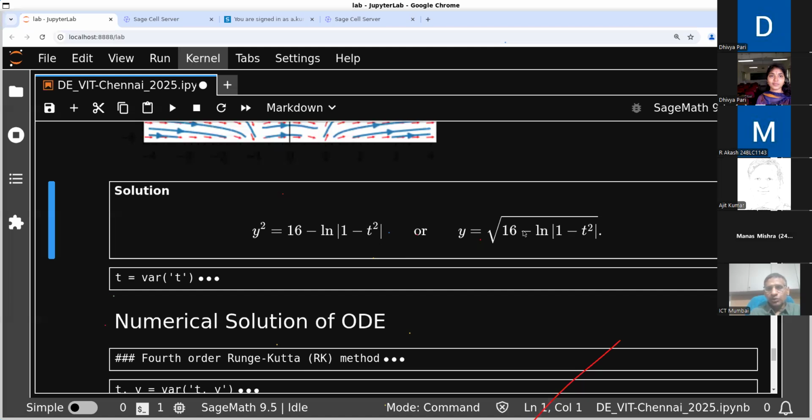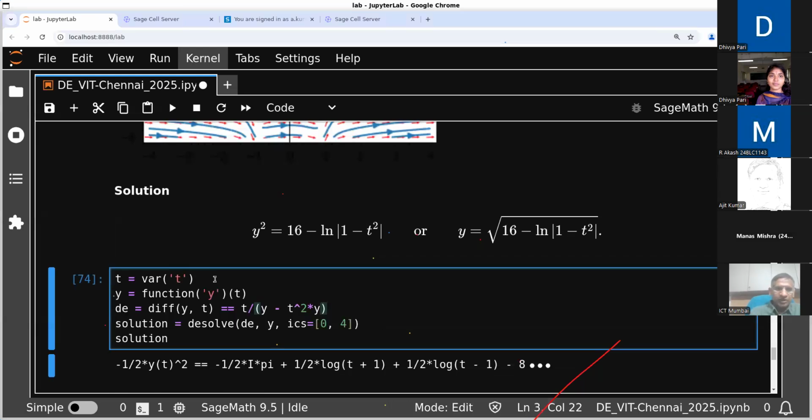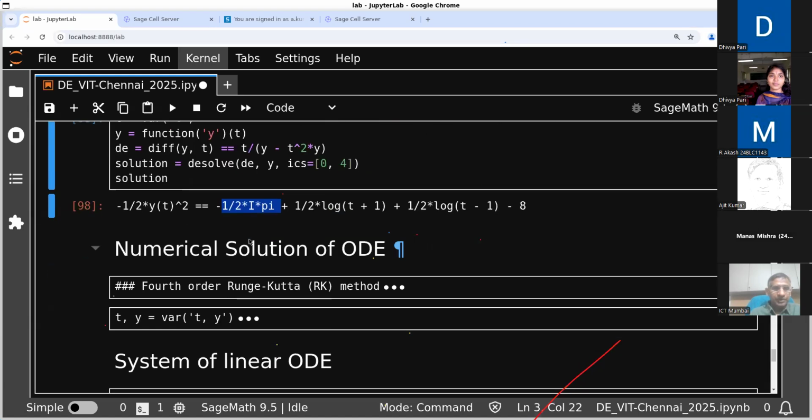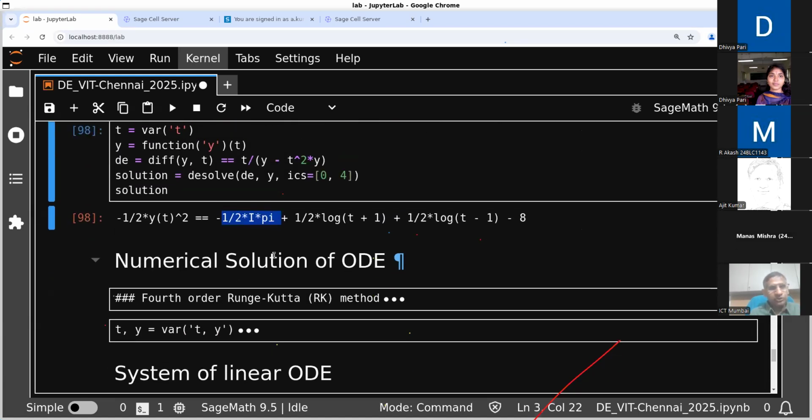y is equal to square root of 16 minus ln of 1 minus t square. So there is a square root involved here. So if you solve here, you will get some imaginary term. Why that imaginary term? You can understand here. This is how it gives. Of course, sometimes whatever solution output you are getting from any software, you also need to interpret.